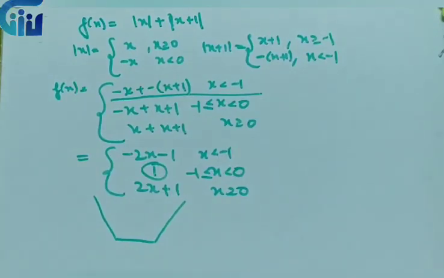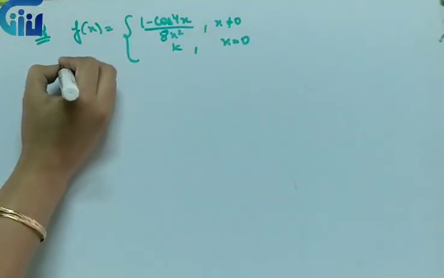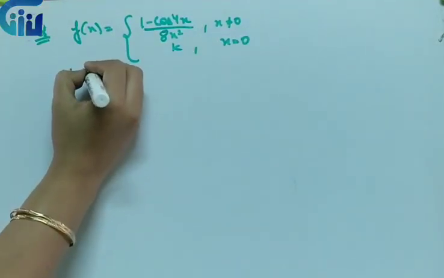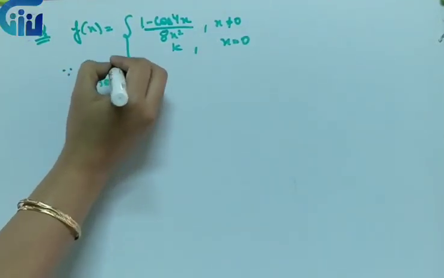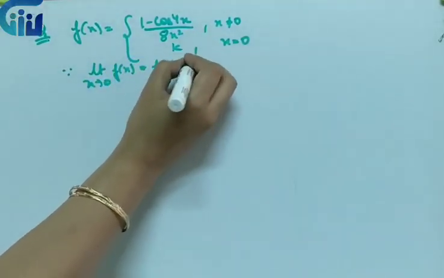Again, we will prove it in the same way as we did for the previous one, right? We have a couple of very important questions that have been asked in board exams. So this is one of the types. It says you have to find the value of k when this particular function is continuous at x equal to 0. So we will write our standard line: since the function is continuous, limit x tending to 0 f(x) is equal to f(0), which is k over here.